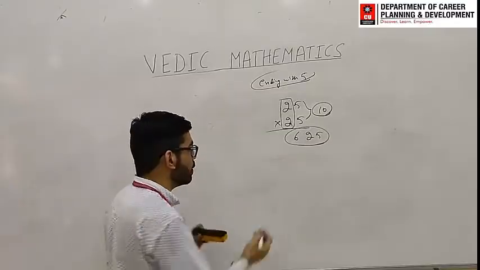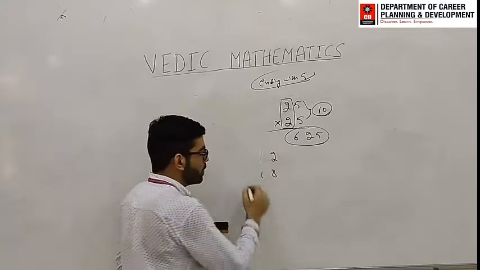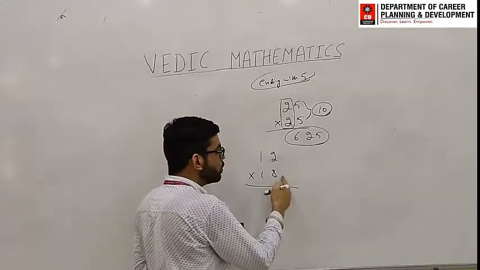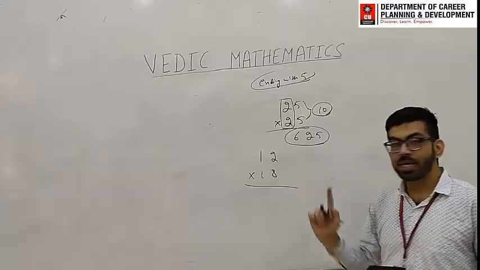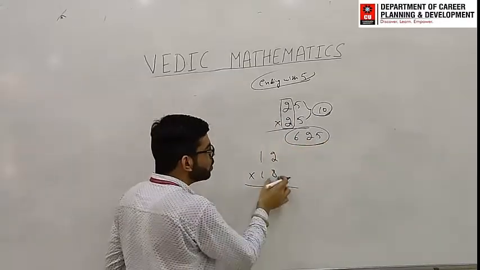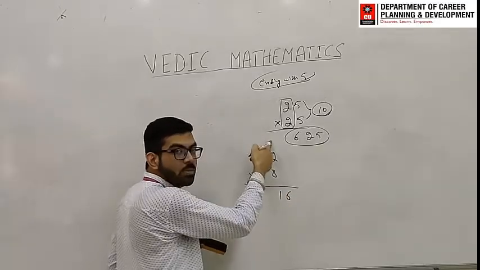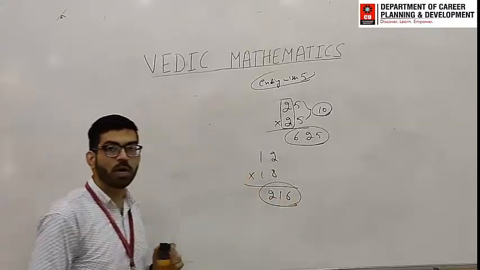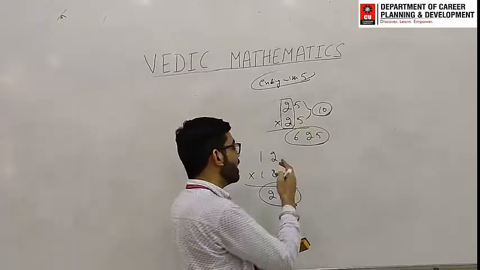Just see another example. Suppose the number is 12 multiplied by 18. The trick is the same: the sum of the unit digits is 10, that means 8 plus 2 is 10, and the tens place digit is the same. So the same trick is applicable there. That means we have to do 2 into 8, 16. 1 times the next number 2, 1 into 2, 2. So our answer will be 216. I hope this one is clear. From this method we have derived this trick.